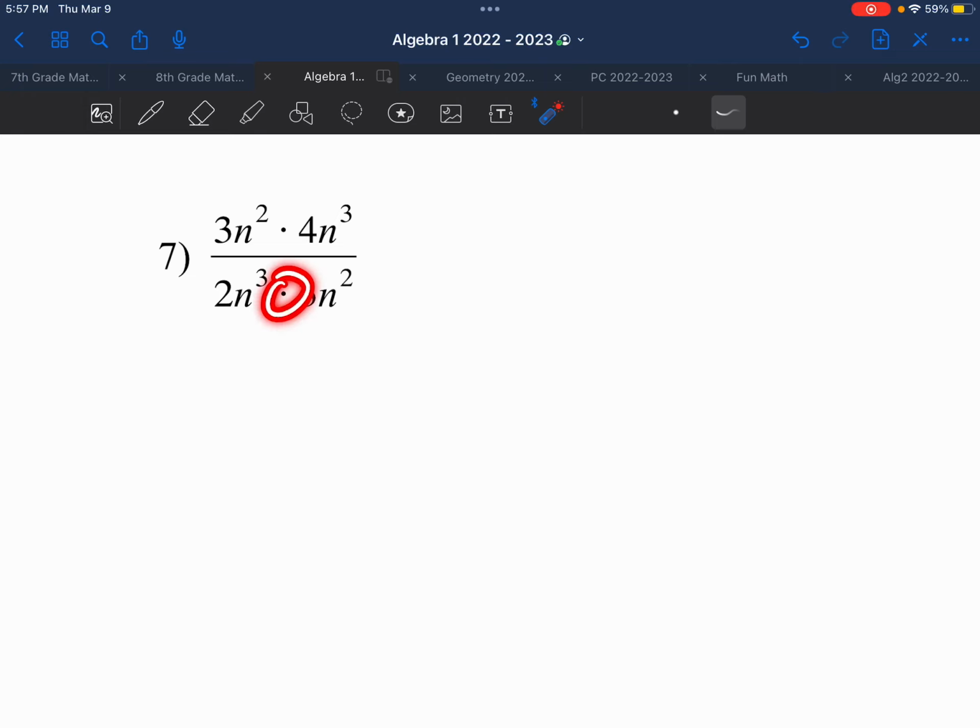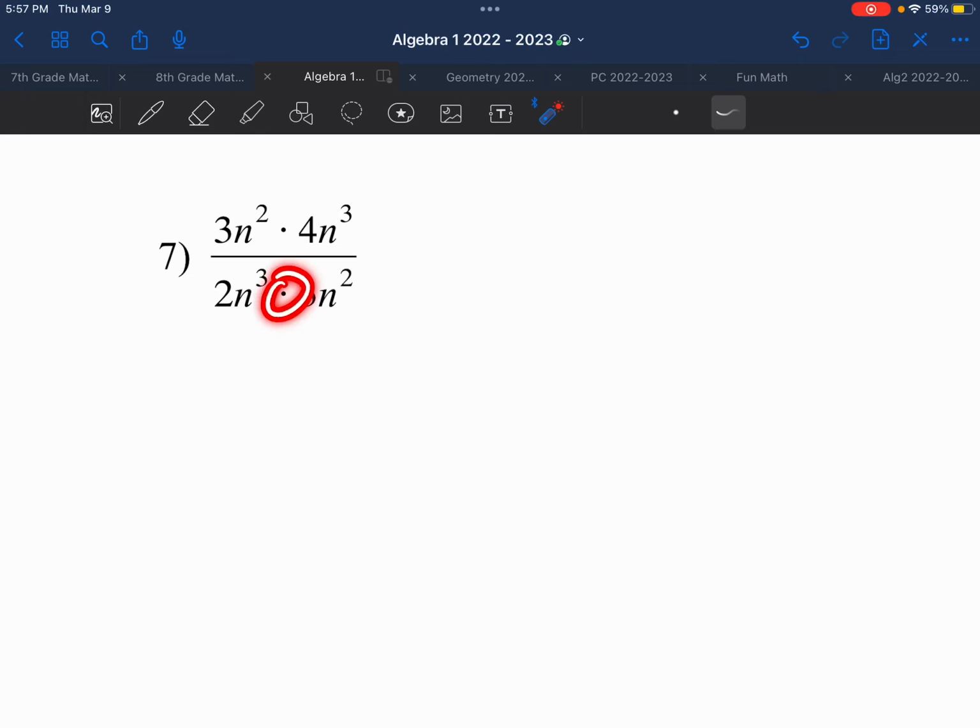I do. The first thing that popped out to me were these 3's. If they're the same in the top and bottom, cross them off. You still have this n to the power of 2 and n to the power of 2, and oh, those are the exact same things too. So we can cross off n to the power of 2 and n to the power of 2. And do you see something else that we can cross off?